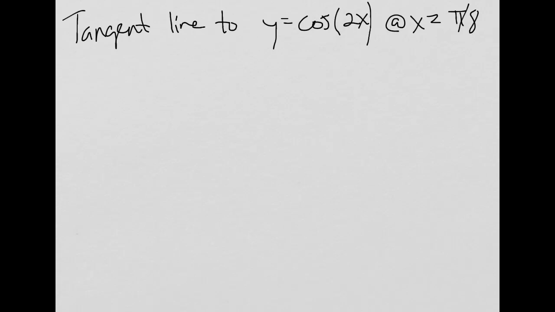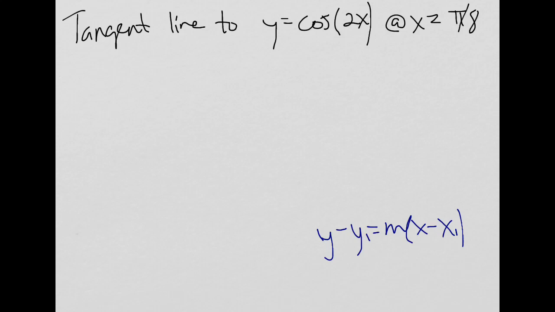This one's similar to number 2. I need to find the tangent line, or sorry, 2a. I need to find the tangent line to this thing at x equal to pi over 8. So I'm going to do the same thing I did with 2. I'm going to write my point slope form. y minus y1 equals m times x minus x1.